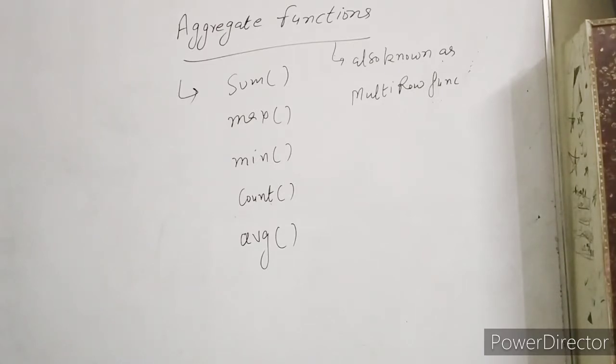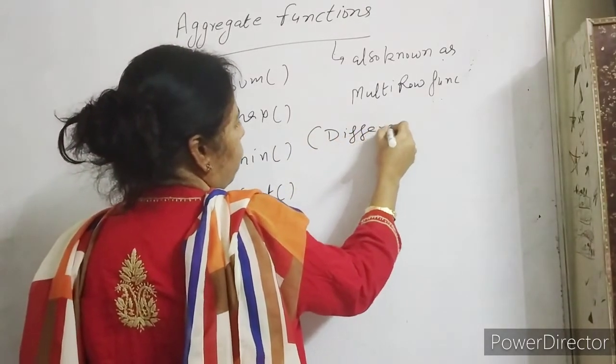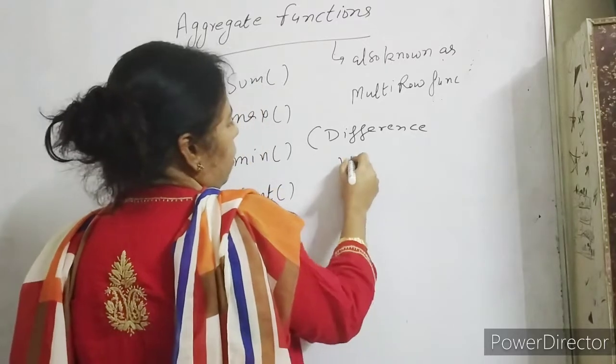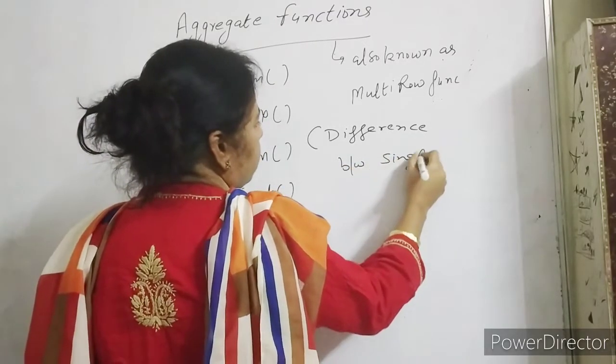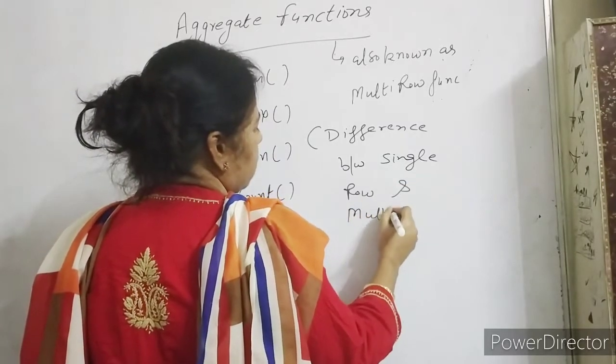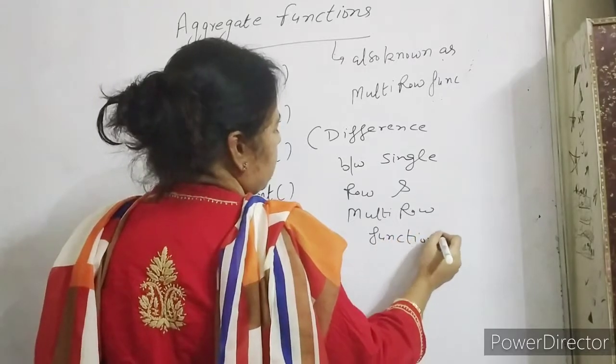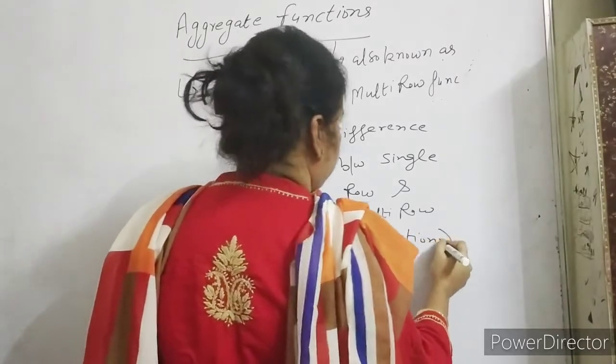Clear? And the previous category which we have studied is single row functions. In single row functions, the function works on every row of the table and returns a separate answer for each and every row. Clear? That is the difference basically. This question is important from the theory point of view also. Difference between single row and multi-row functions. You have to note down the difference in your notebook because it is a very important question.